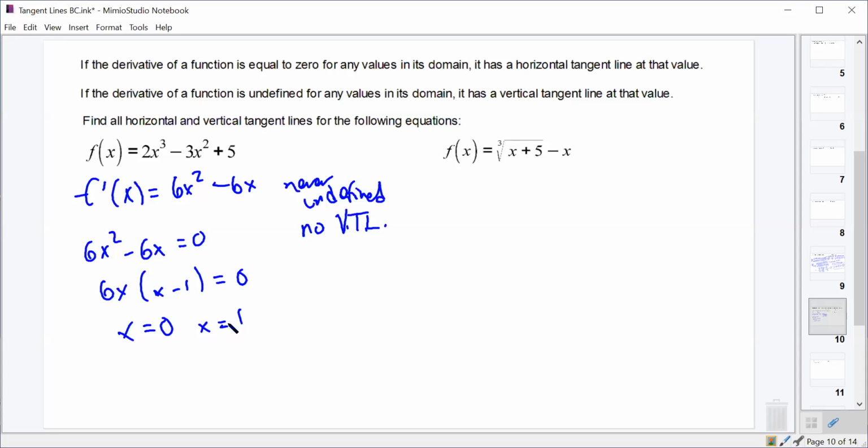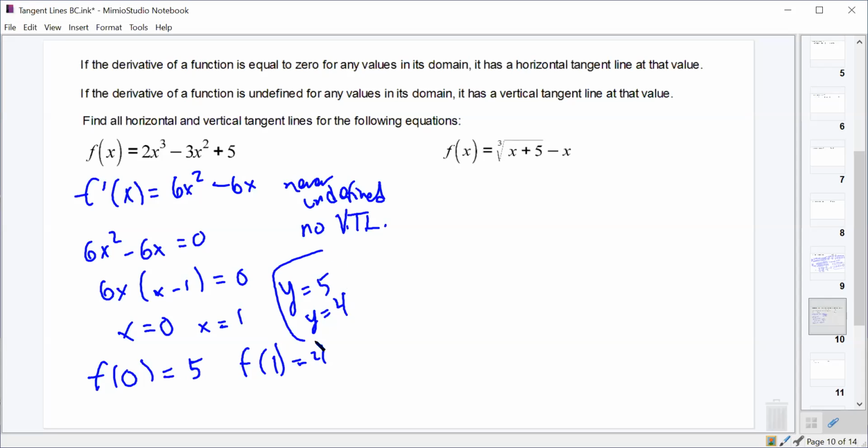It says to find the tangent lines. So what do we have to do with each of those values? We should plug those in, right? So f of 0 is 5, and f of 1 is, what is that, 2 minus 3 is -1 plus 5 is 4. So our equations are y equals 5 and y equals 4. Everybody good with that?